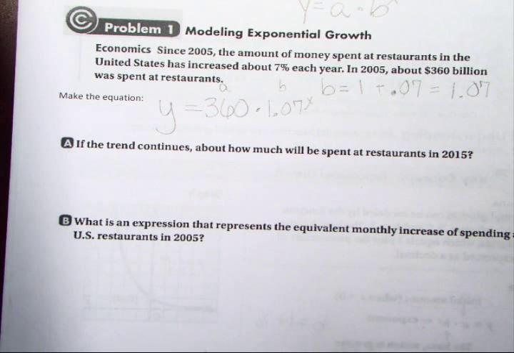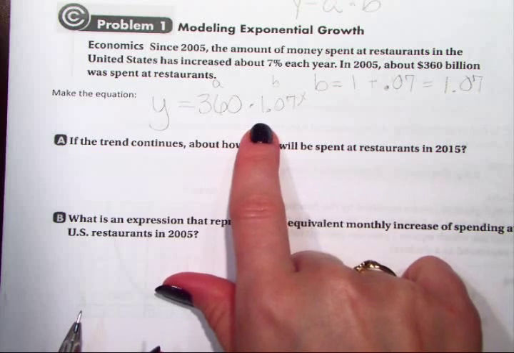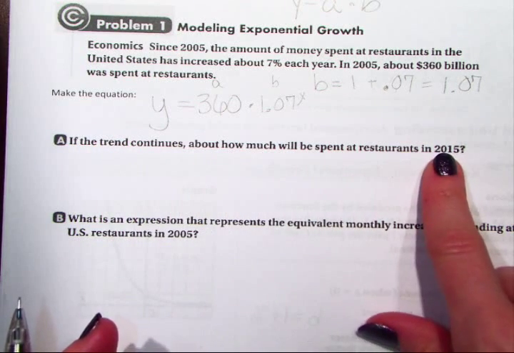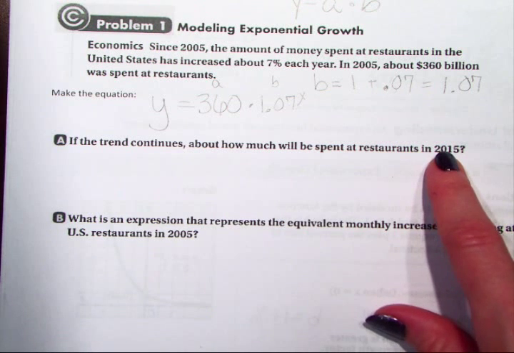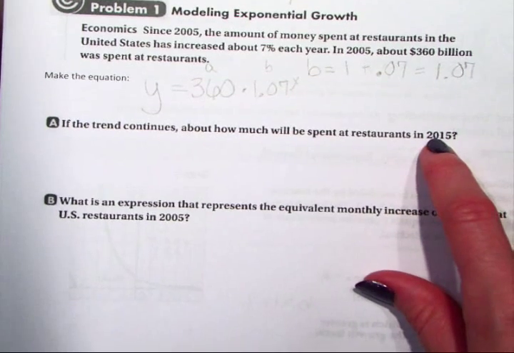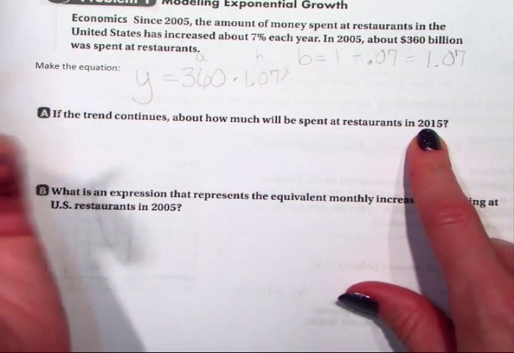All right, A and B. Now, there's your equation, guys. This is what we're going to use. If the trend continues, how much will be spent at restaurants in 2015? That's only a couple years away. Not even, actually. So let's go ahead and figure this out.